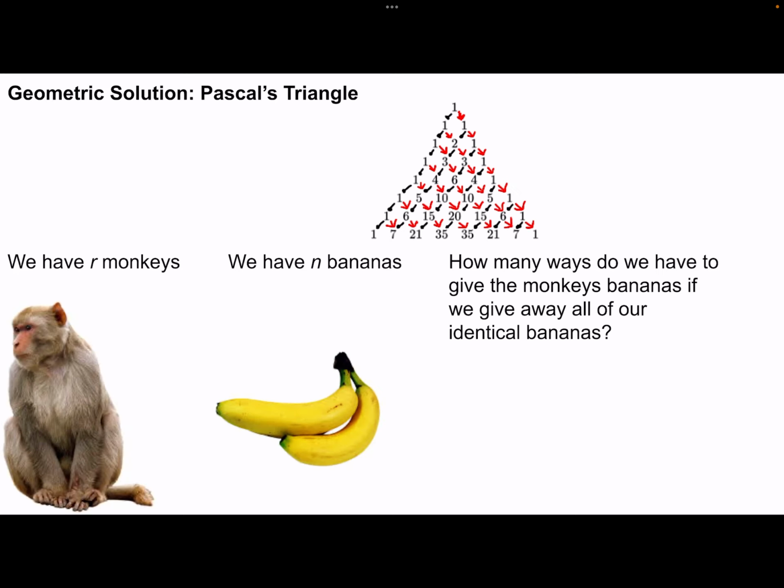Today I will be explaining Pascal's triangle and how it can help you solve distribution problems. For this problem, I will be using monkeys and bananas as examples. We have N monkeys and M bananas. How many ways do we have to give the monkeys bananas if we give away all of our identical bananas?